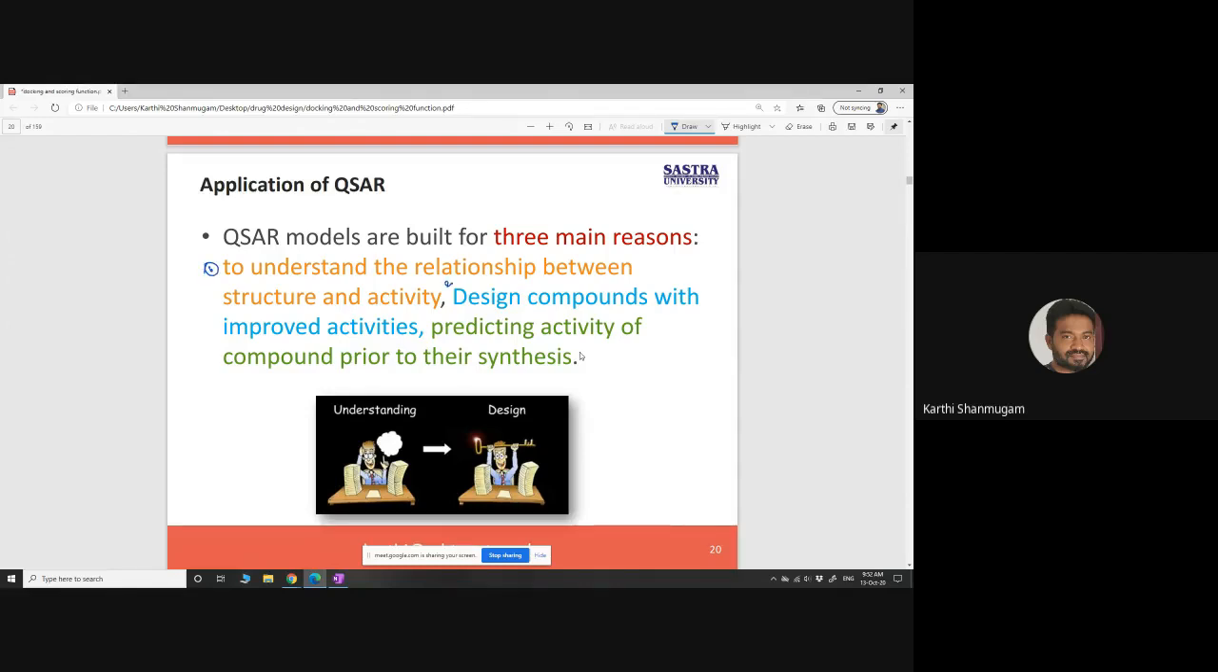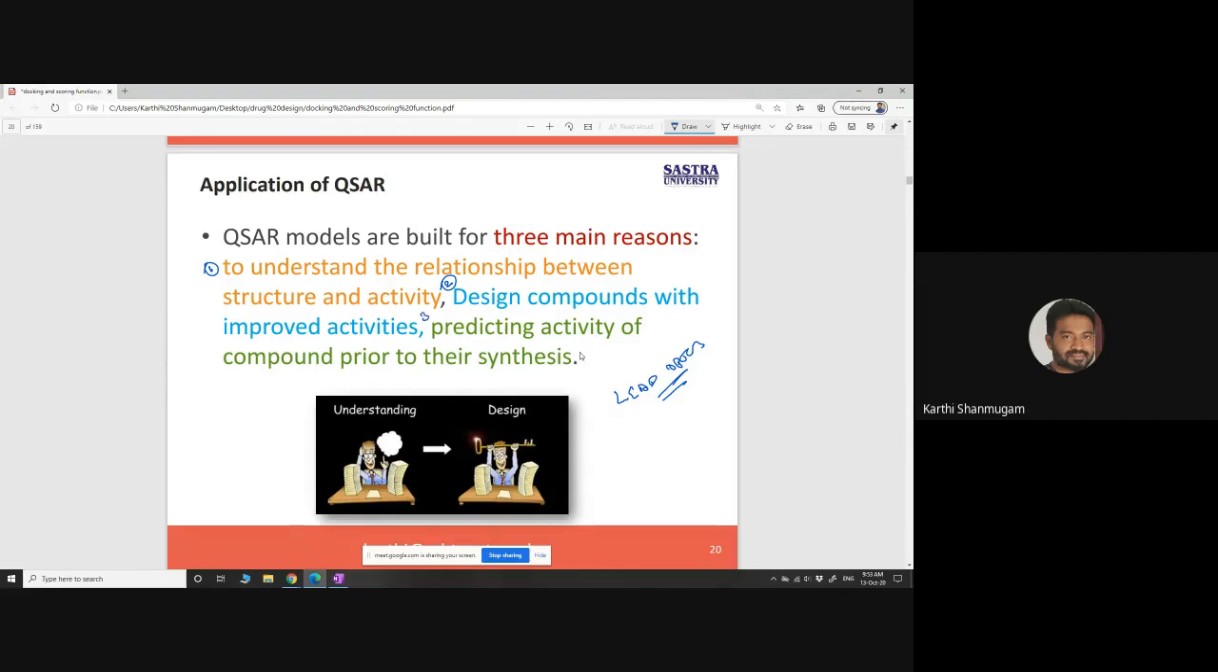The second application is we can design compounds with improved biological activity, which means that we can use QSAR successfully for the lead optimization technique. So once you have a series of molecules having the same biological activity, we can go for mathematical modeling called QSAR, and with the help of QSAR modeling, we can do lead optimization. I'll be giving some examples in a later slide.